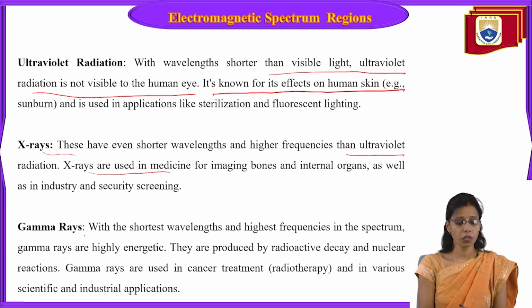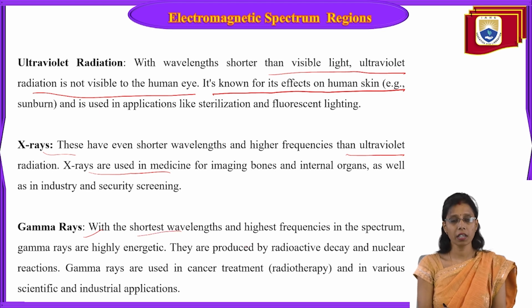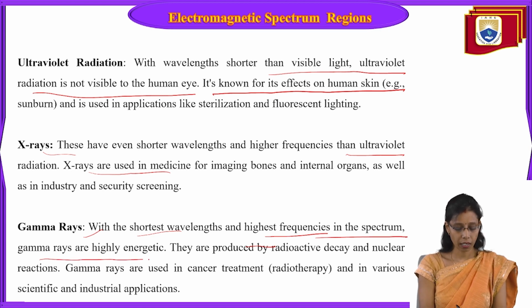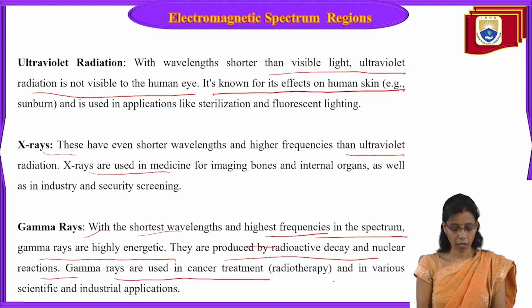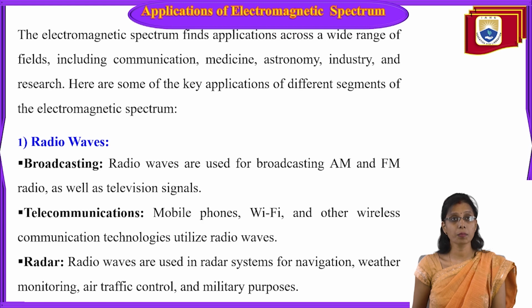Now, when we talk about the gamma rays region, gamma rays have the shortest wavelength and highest frequency in the spectrum. Gamma rays are highly energetic. They are produced by radioactive decay and nuclear reactions. Gamma rays are used in cancer treatments and in various scientific and industrial applications. It is useful. So these are the regions of the electromagnetic spectrum.